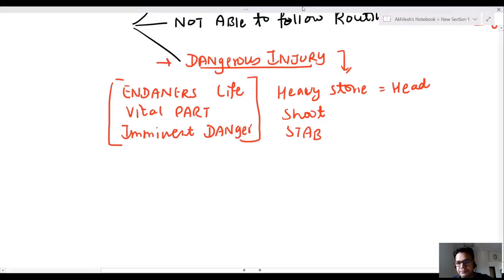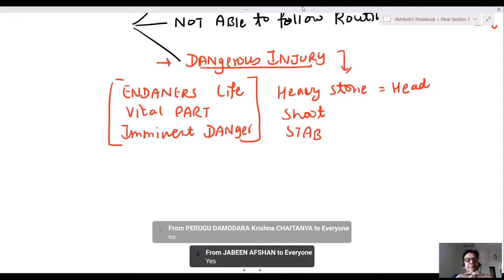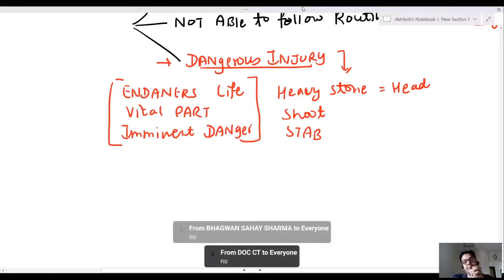Now tell me, this statement is correct or incorrect? Injury is a type of hurt. No, my dear friend. Hurt is a type of injury.